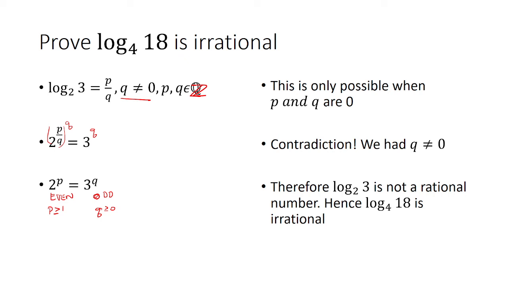And hence we say that log base 4 of 18 is irrational, since we said that log base 4 of 18 is equal to 1/2 plus log base 2 of 3. This is rational. And then we're adding an irrational number. So when you add a rational and an irrational, in this case, it's going to be irrational. Okay. And so that completes the proof.